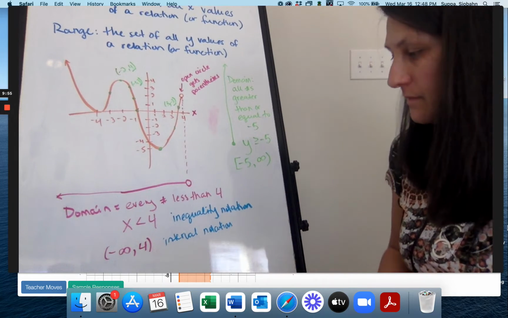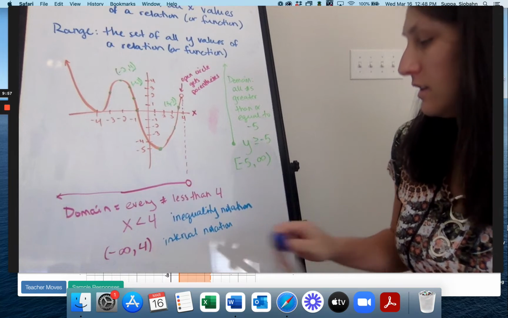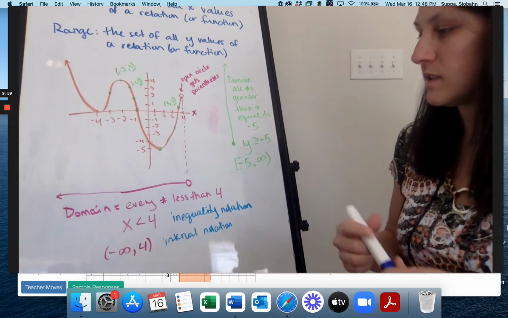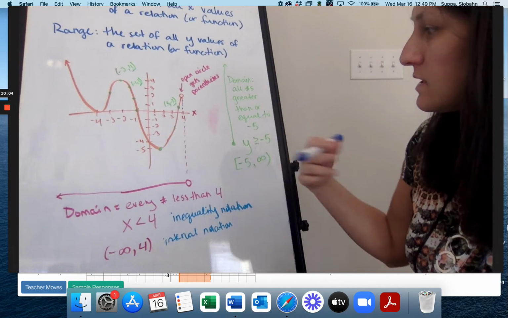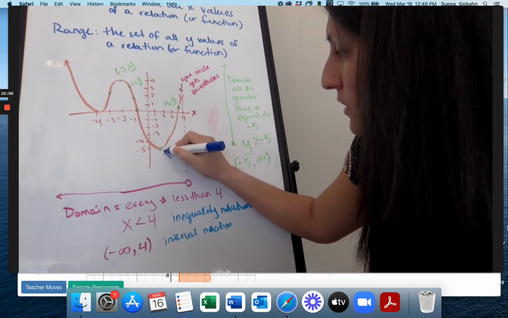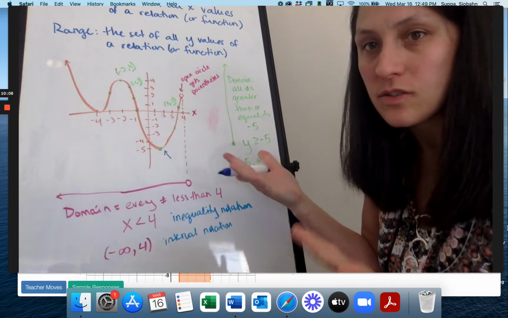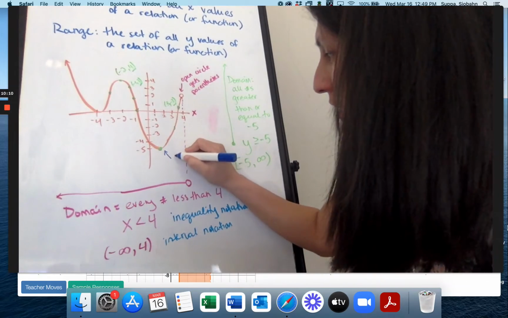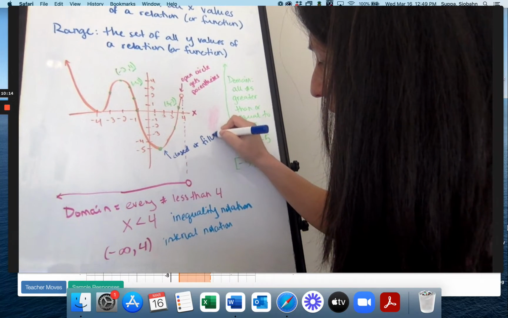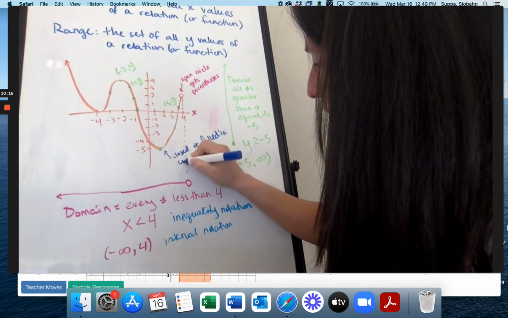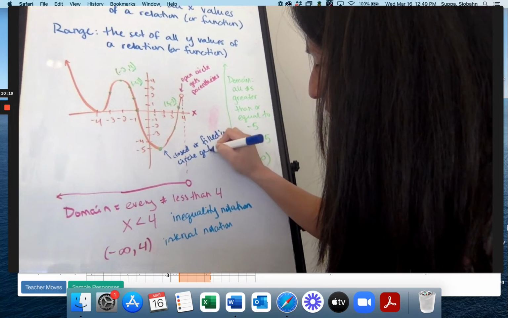Okay. So I told you I would give you some notes. So I put here open circle gets parentheses. So we're going to put down here closed circle or shaded in circle, however you want to explain that. Closed or filled in circle gets brackets.